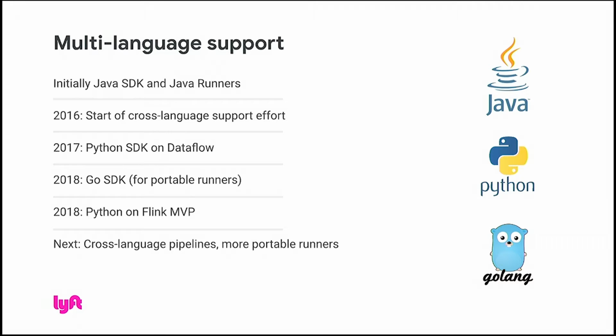In 2017, the second language SDK appeared in Beam, and it was the Python SDK, and it worked on Dataflow only. In 2018, the first SDK that works portably was introduced, which is Go. And also last year, at the end of the year, a new Flink runner that works with portability reached the MVP stage. What is currently being worked on is to also be able to combine elements from multiple SDKs in one pipeline. And of course, more runners becoming portable, like the Spark runner.